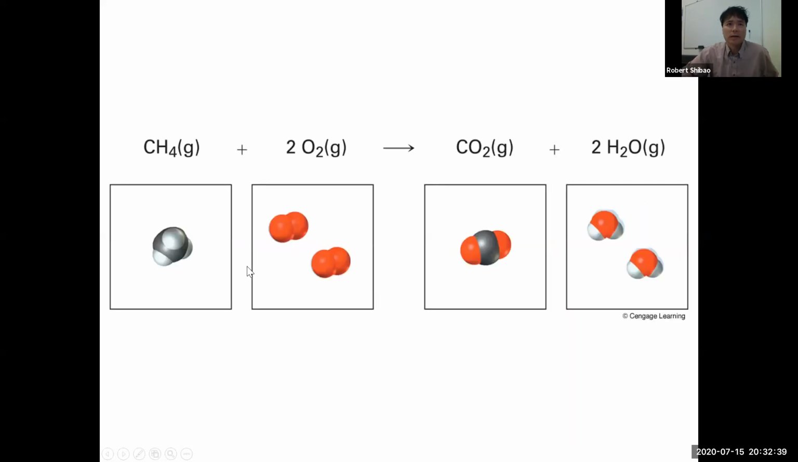Now, this is the way we balance it. In terms of balancing it, we could have 2 oxygen molecules instead, and then we end up with 2 water molecules here. Now all the atoms are balanced. 1 carbon, 4 hydrogens, 4 hydrogens, 4 oxygens, 4 oxygens. So everything's balanced, and the atoms just got rearranged here. So that's it. We can either think in terms of individual molecules, or we can think in terms of moles of molecules. 1 mole of methane, 2 moles, 1 mole, 2 moles.